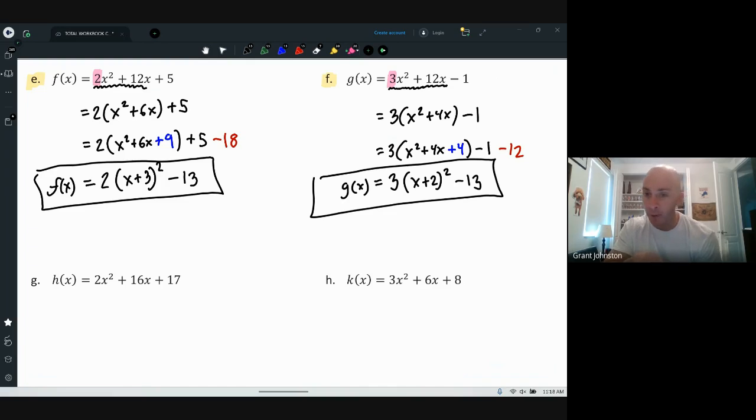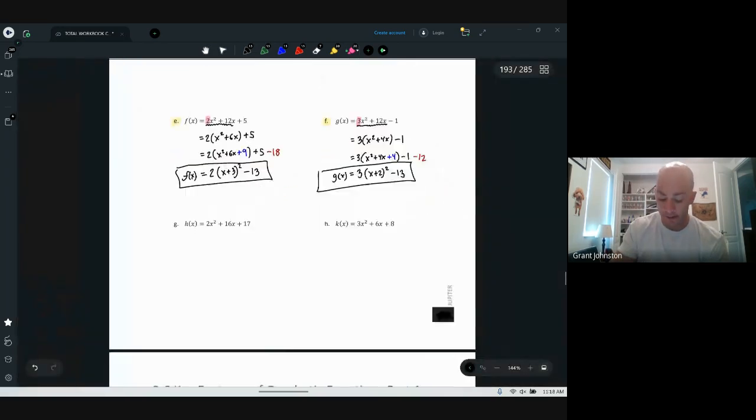I wanted to do the completing the square method because this is the more mathematically advanced way. So I want to do it that way. But yeah, okay. So do your best on the rest.